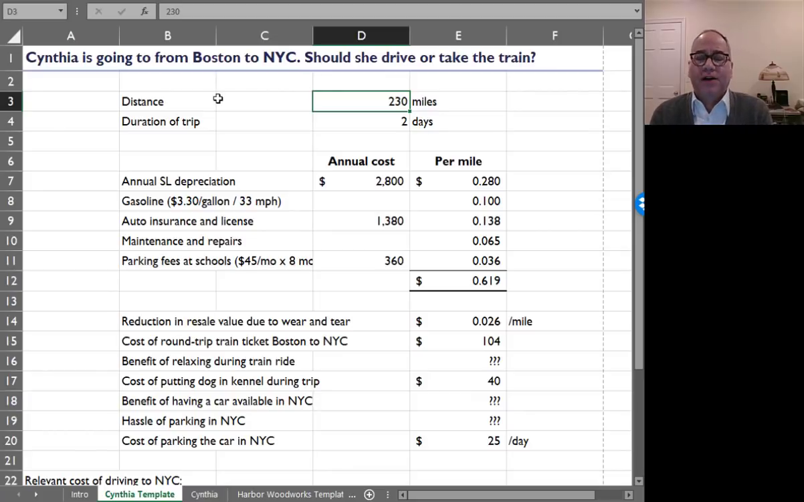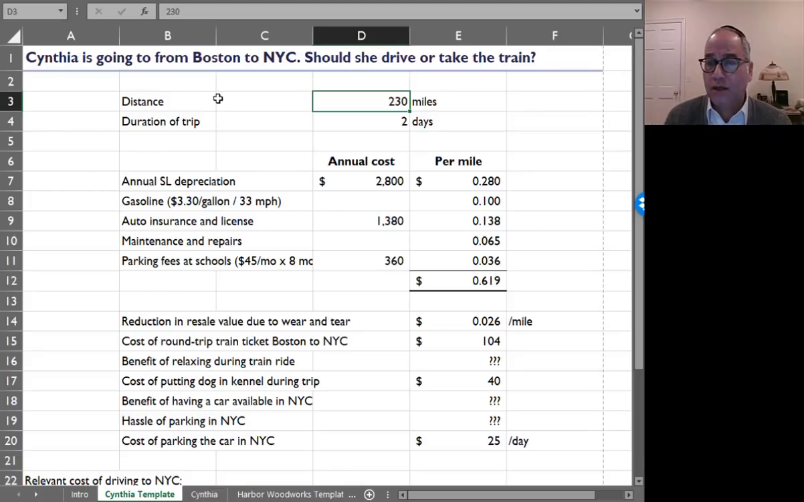Anyway, Cynthia's in Boston and she wants to go to New York City, and should she drive or take the train? It's 230 miles, and she's going for 2 days. So these are some of the things that are relevant or not relevant. This is some information about the decision, and let's pick through this and figure out what she should do. So it's a 230 mile trip each way, and the trip itself is 2 days. She's gone for 2 days.